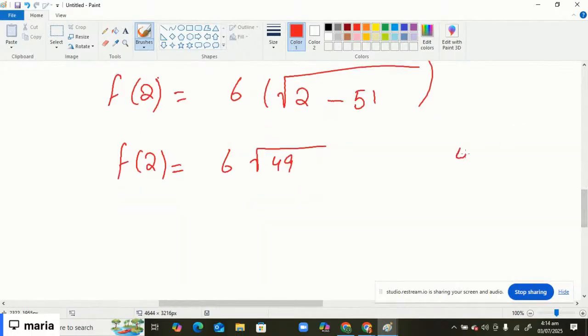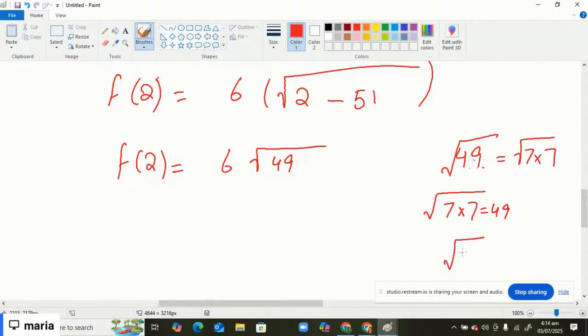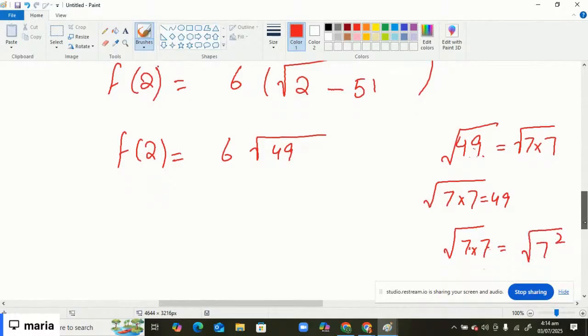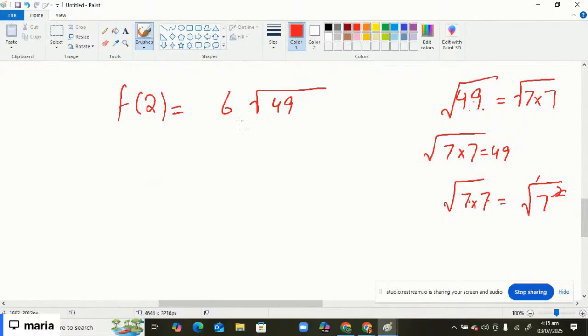Now as we know that 49 is under a square root, what is the square root of 49? Look, 7 times 7, that is 49. So we put in place of this 49, 7 times 7. So how many 7s are here? 7 times 7. There are two sevens. So 7 square. This square should be cancelled with the square root. And now the answer of this is only 7.